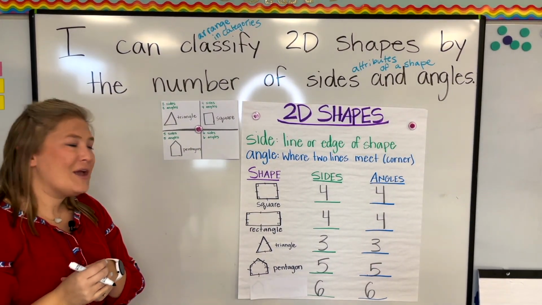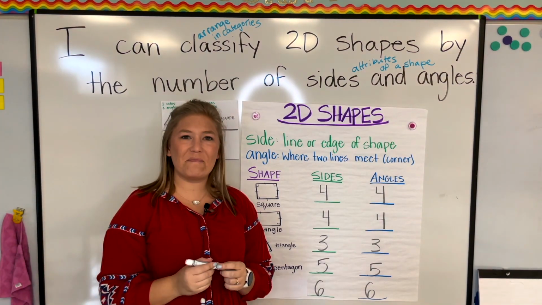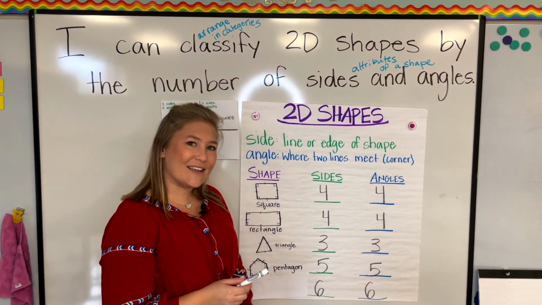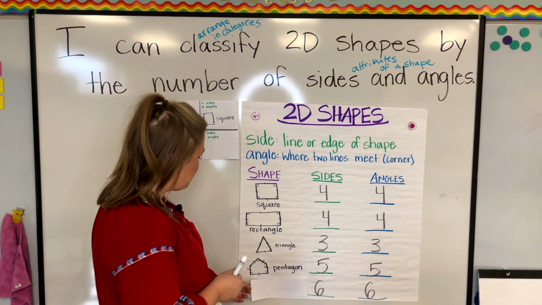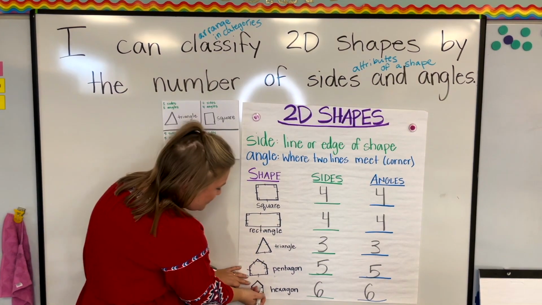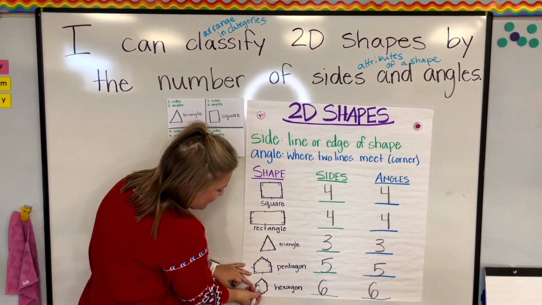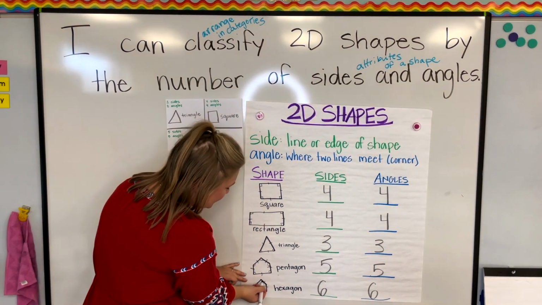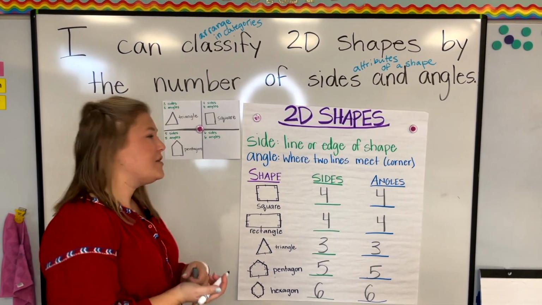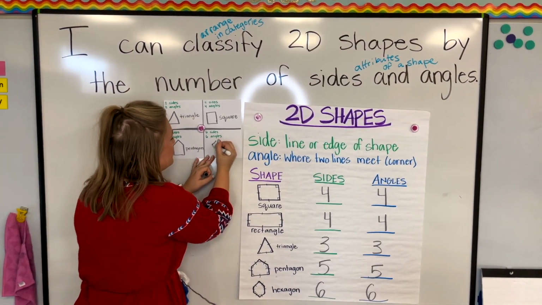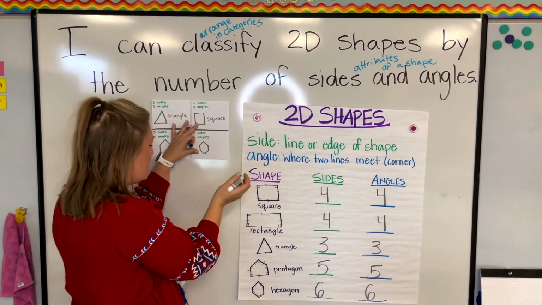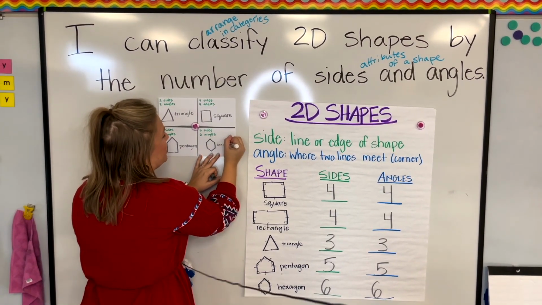Nice job. We have one more spot to fill. And our one more spot has 6 sides and 6 angles. Does anyone remember what that shape is called? You are right, a hexagon. A hexagon has 6 sides, 1, 2, 3, 4, 5, 6, and 6 angles, 1, 2, 3, 4, 5, 6. So now I can draw my hexagon, which is kind of like a really cool gem or diamond looking shape, and write our word hexagon to label it.